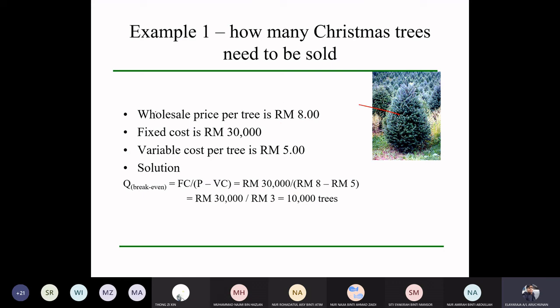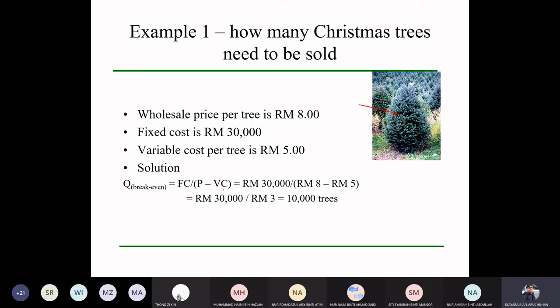The fixed cost is already given as 30,000, and the variable cost per tree is given as 5 ringgit. So these are the costs of a tree, the fixed cost, which is already set. Now in order to find the break-even quantity, the formula is fixed cost over your price minus VC.